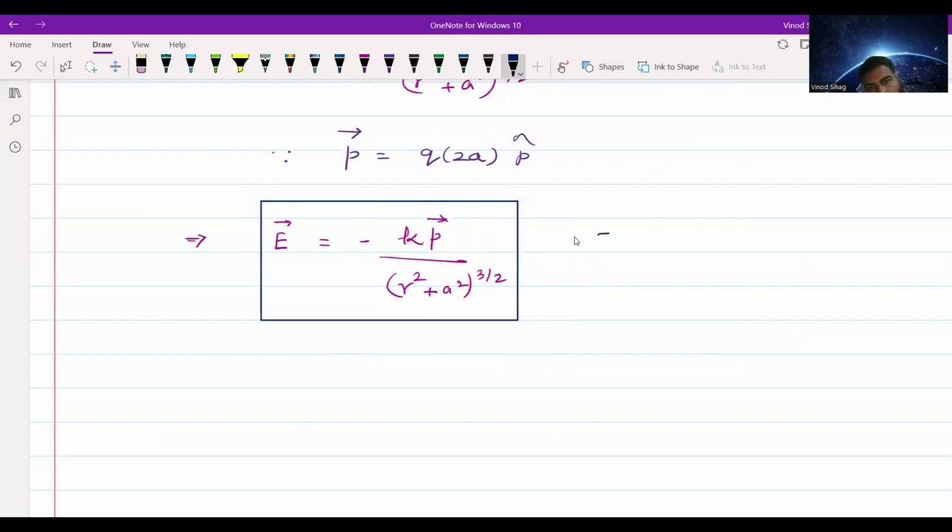Let me write here the electric field due to a dipole at equatorial point.